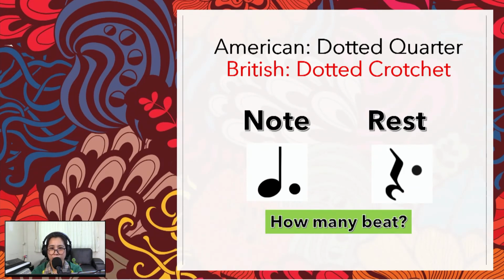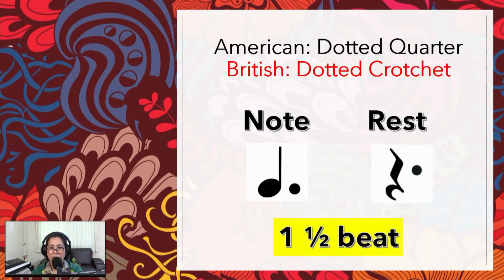Next, for the dotted quarter note and rest or the dotted crotchet note and rest, how many beats does this note and rest have? I'll give you 5 seconds to answer. 1, 2, 3, 4, 5. Answer. The answer is 1.5 beats. I hope you get the right answer. Next.